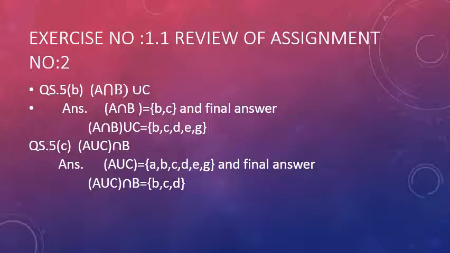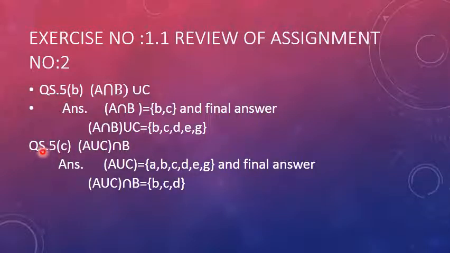Now girls, to start the new question number 8, have a review of assignment number 2. In assignment number 2, I explained question number 5a and 5d, and gave you 5b and 5c to do yourself. In question number 5b, inside the bracket is A intersection B and union C is outside. When we find the common of A and B, the answer is B, C, and the final answer of (A intersection B) union C is B, C, E, G.